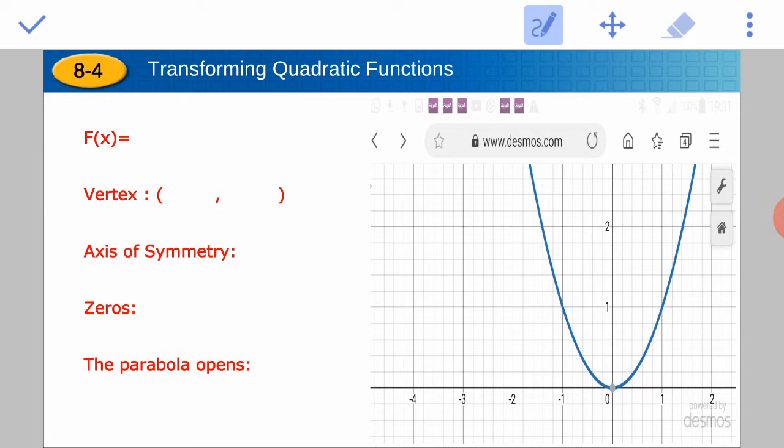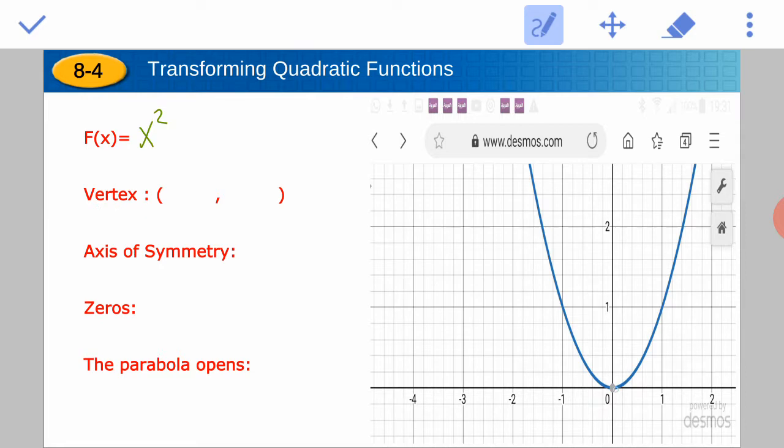Guys, in this section we're going to compare every quadratic function to the parent quadratic function. So it's a good idea to start by revising all the important characteristics of the parent quadratic function. The parent quadratic function equation is f of x equals x squared, and it is represented by this parabola. This graph is called the parabola.